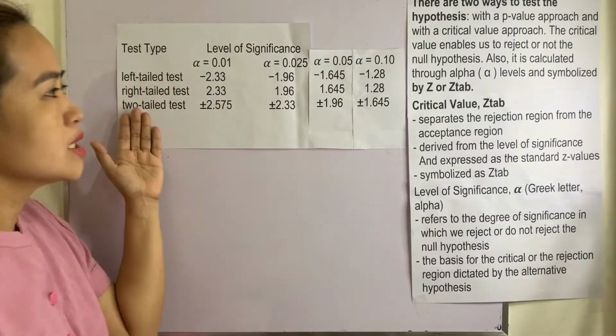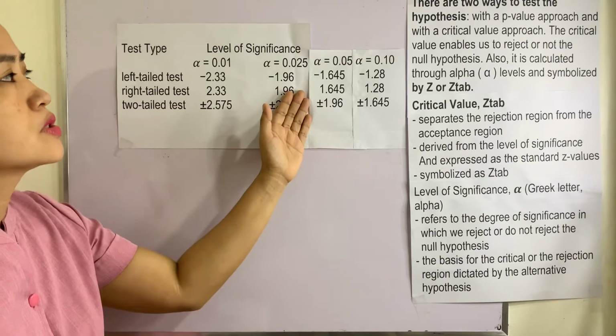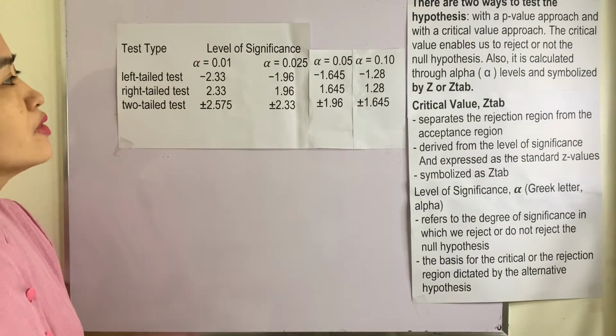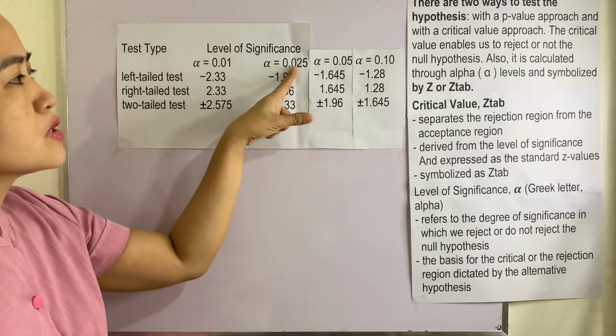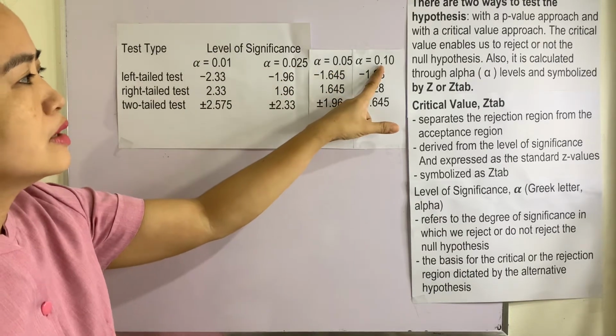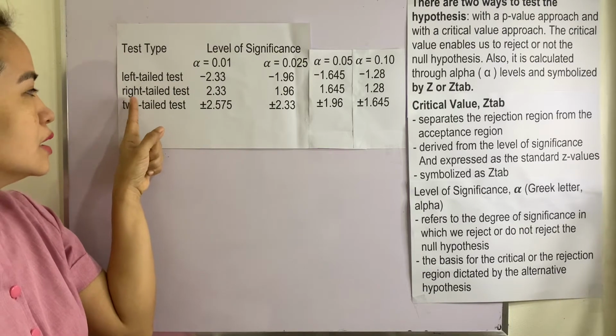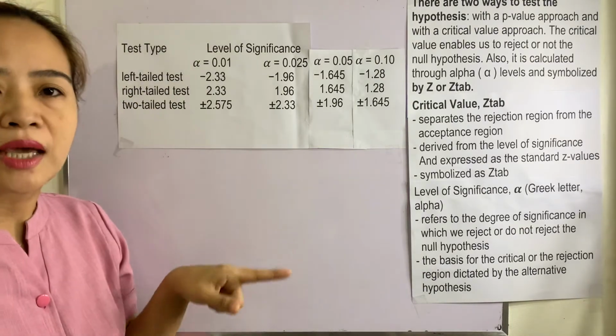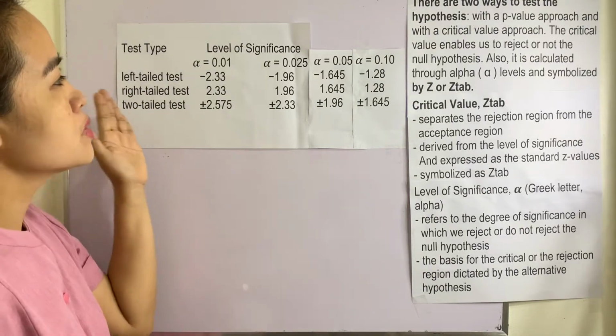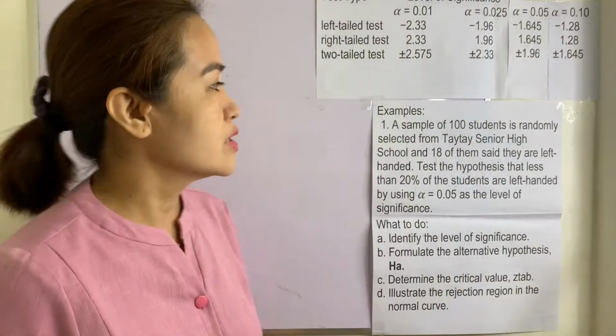Now, this one is our Z scores. For the level of significance, we have 0.01, 0.025, 0.05, and 0.10. And we have the left-tailed or one-tailed, the right-tailed, and the two-tailed. So we will be using only this table. Let's now have these examples.